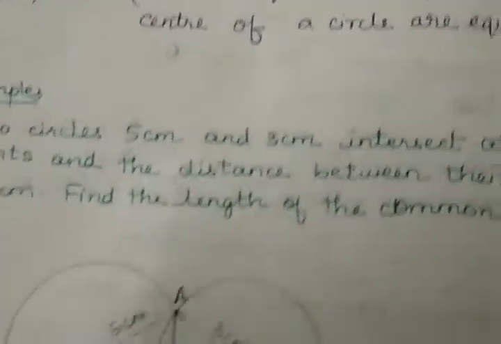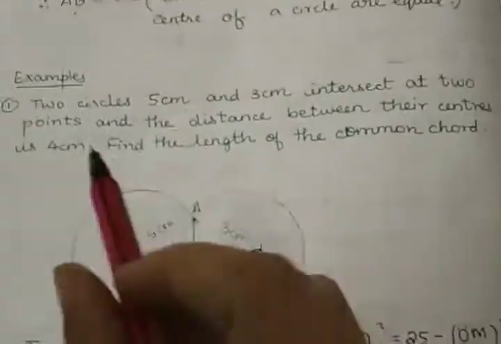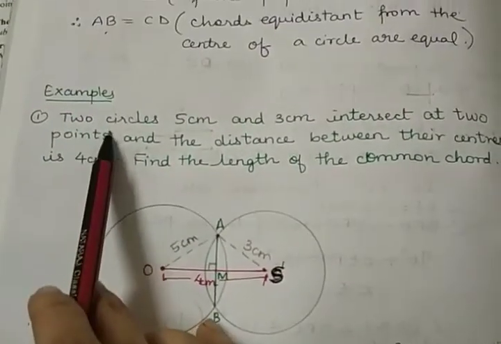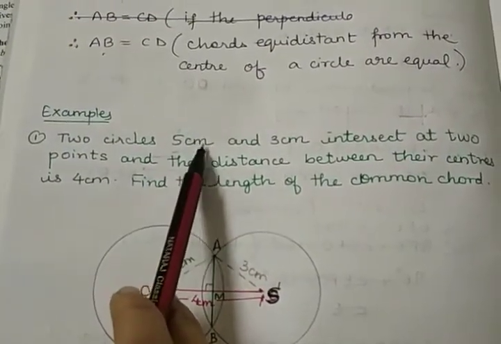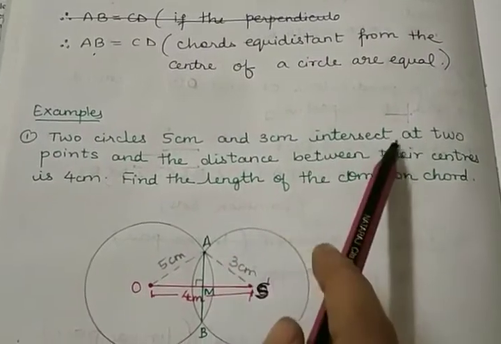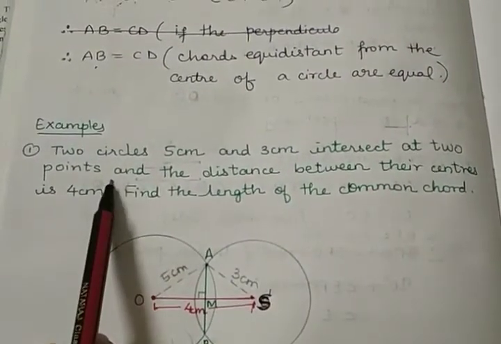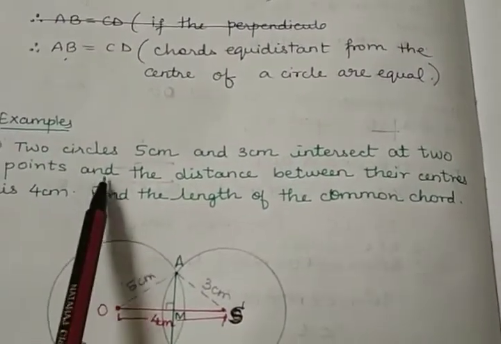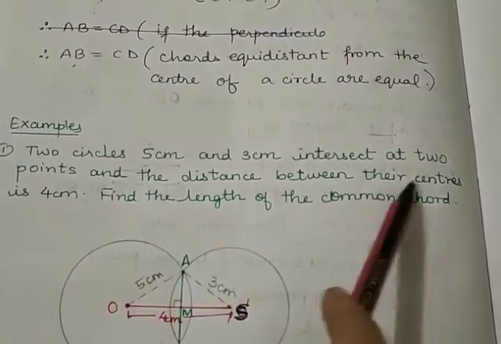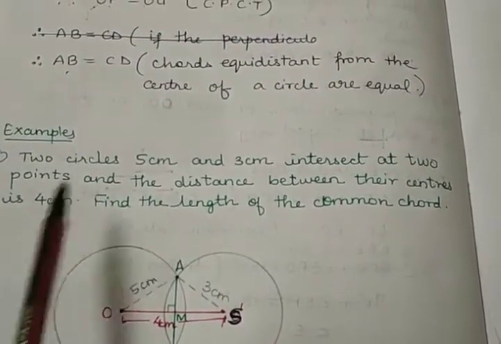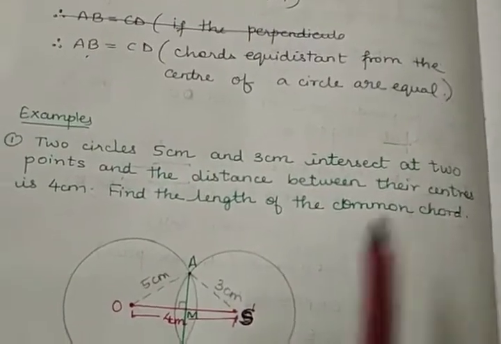Now let us solve another example. This example says two circles of radii 5 centimeters and 3 centimeters intersect at 2 points. Okay, they intersect at 2 points and the distance between their centers is 4 centimeters. Find the length of the common chord.